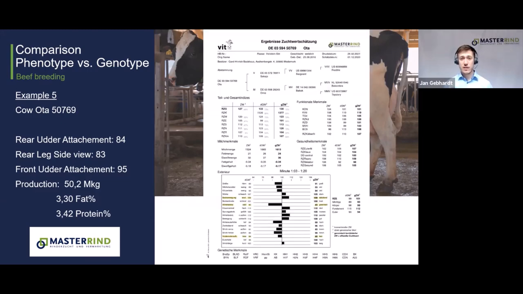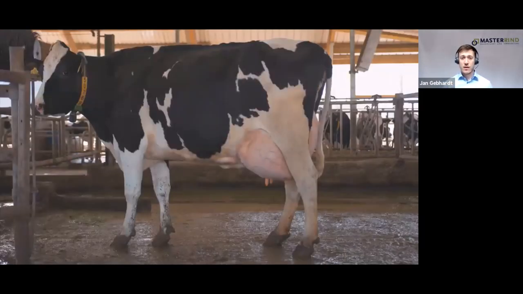Her fat percentages as well are too low. You can see it in here. Her fat is -0.34. It's a little bit small here. You see it above the exterior, in the second line. It's Fettgehalt, written in German. And there you can see it's -0.34. And we definitely need a good fat percentage. You will earn more money with better fat percentages in Germany and other countries as well. And now we should start the video of her.